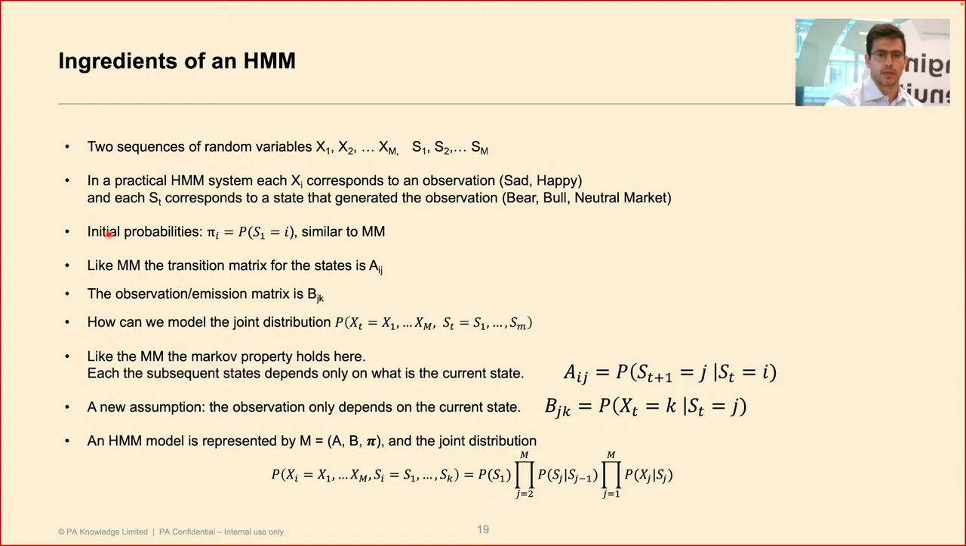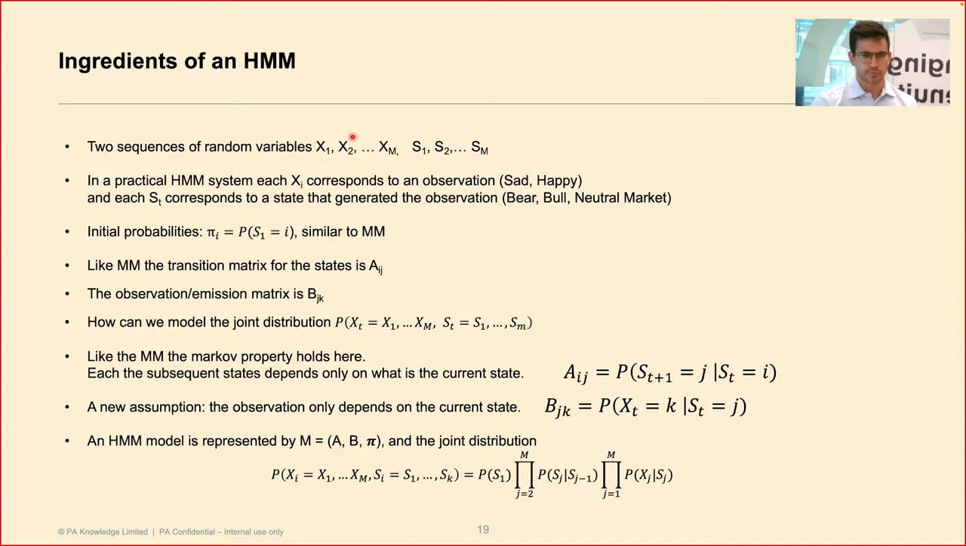Now, let's look at the ingredients for the HMM. We have two sequences of random variables, x1, x2, up to xm, and s1, s2, up to sm. In a practical hidden Markov model, xi corresponds to an observation, sad or happy, like we saw before, and si corresponds to the state that generated the observation, essentially the hidden state. Before, we had bear market, bull market, neutral market. We also need the initial state distribution, the probability of being in state i when the sequence begins.